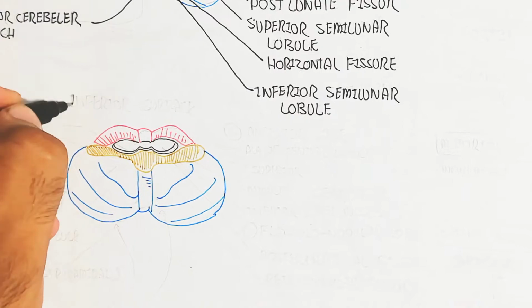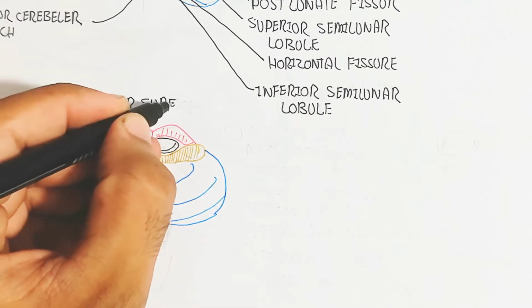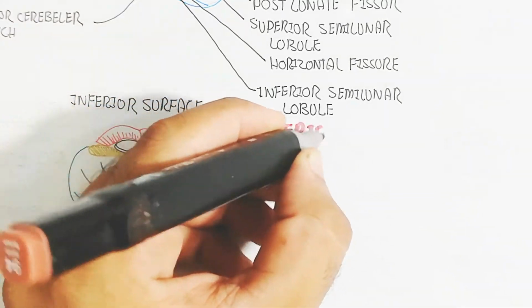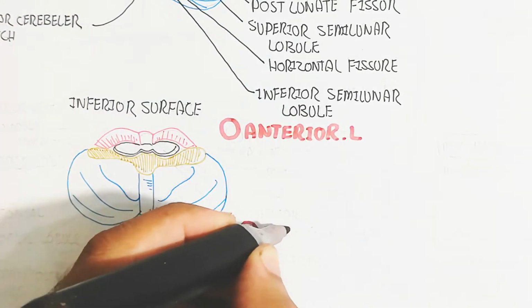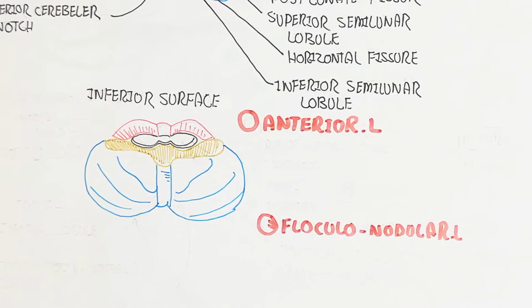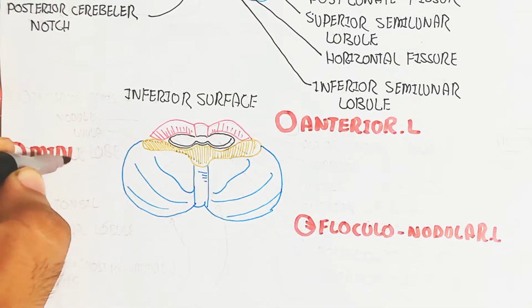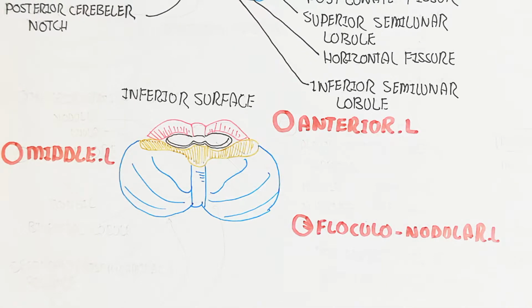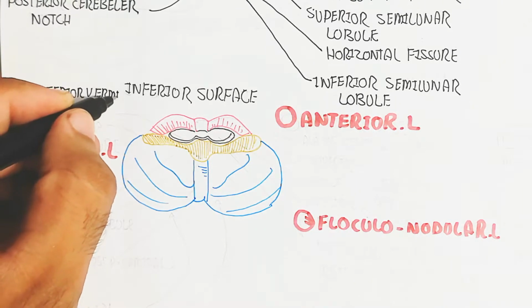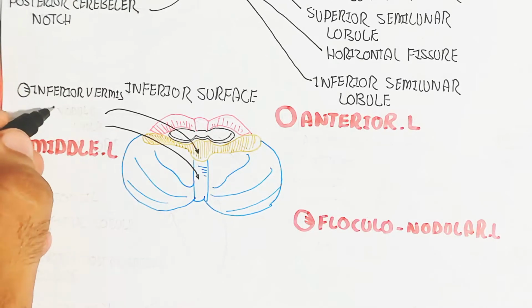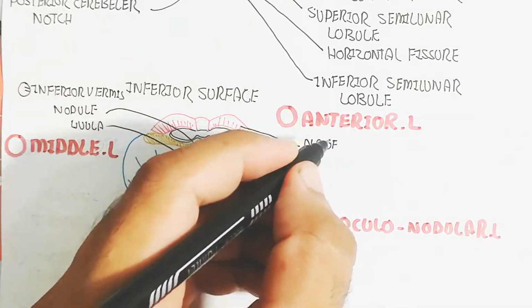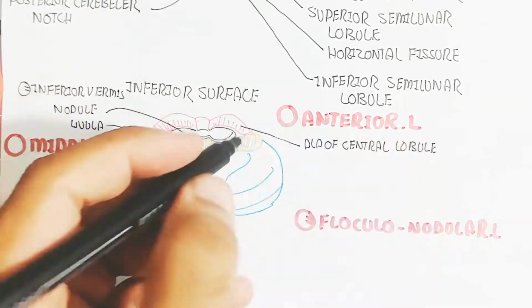Anyhow, let's draw the inferior surface of the cerebellum. That was the superior, but let's begin to understand the inferior, which contains the anterior lobe, the folliculonodular lobe and the middle lobe. So these are the three lobes that we can see in this diagram. Here is the inferior vermis, and collectively it means four lobes can be counted, because of the folliculonodular lobe.